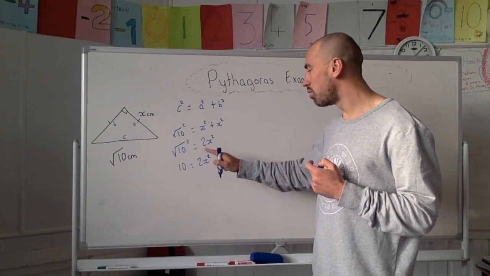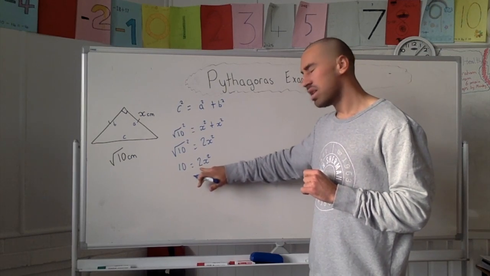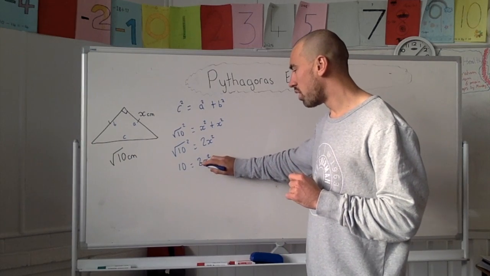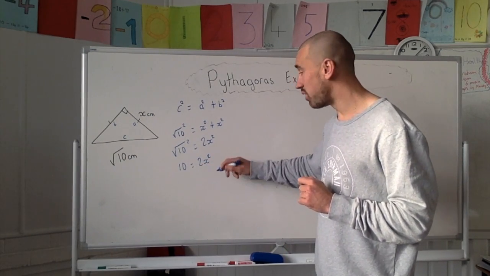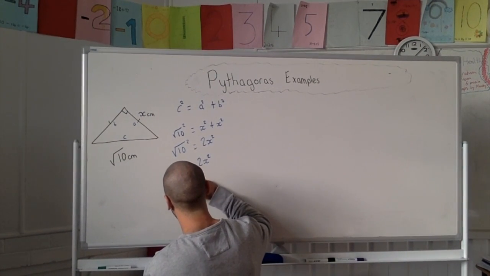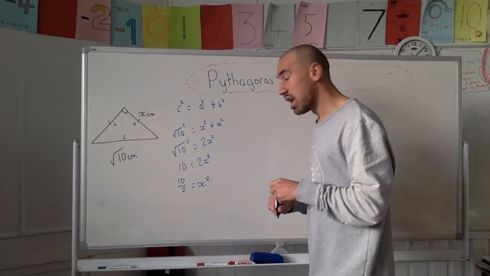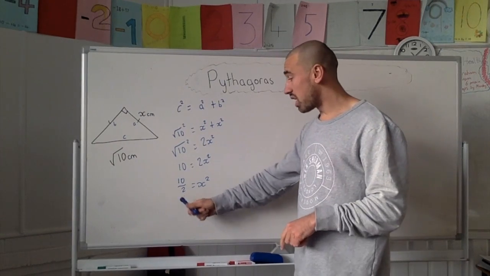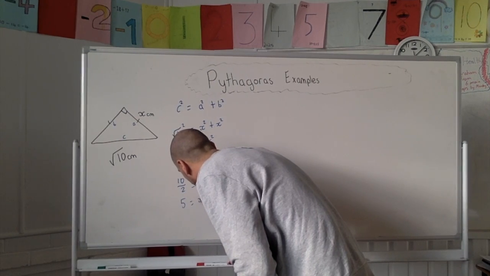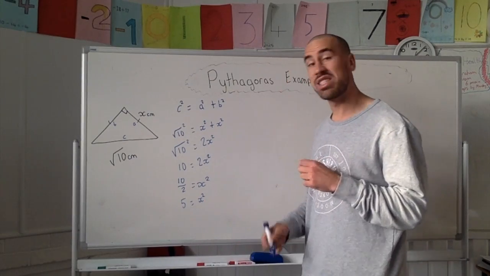Now, what can we do here? 10 equals 2x squared. That 2x squared, we can get that x squared by itself. By instead of timesing by 2, we divide this by 2. So what we do to this side, we need to do to the other side. So we end up having 10 over 2 equals x squared. Now we can go through and do the maths there. What's 10 divided by 2? 5 equals x squared.